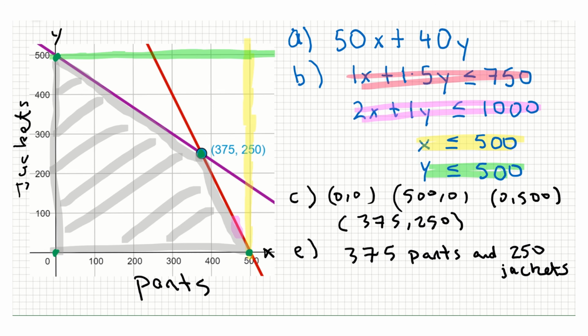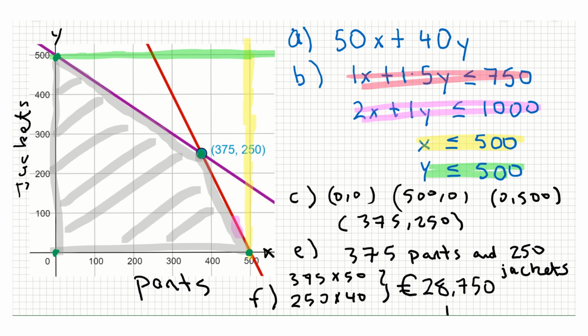Okay, and part F, the pants make a profit of 50 each. The 250 jackets make a profit of 40 each. And the total there, I wonder was it euros, that will make 28,750 euros profit for this tailor.